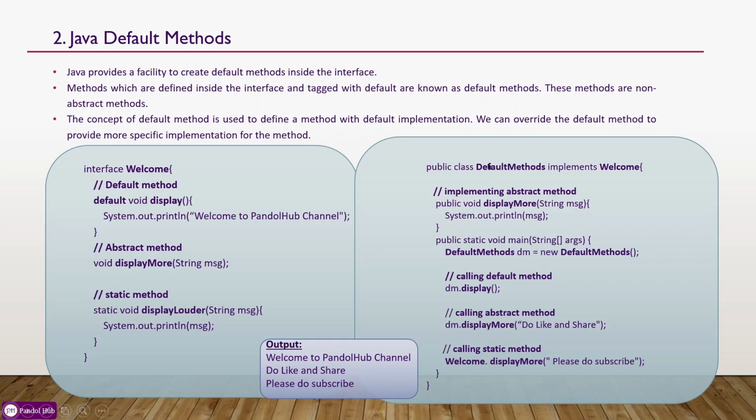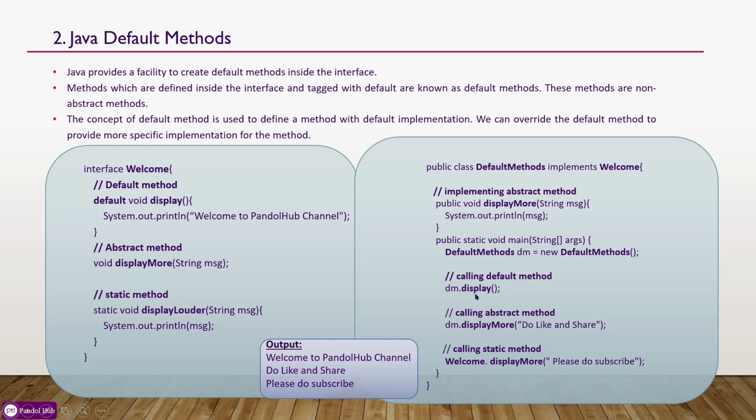So I created a class called default methods implementing this interface. Since I have a class which is implementing this interface, I need to provide a definition for the abstract method in it. The abstract method here is display more, and I have the definition for this display more method here. It just takes one string argument and prints whatever message we are passing in. And then inside the main, I'm creating an object for this class.